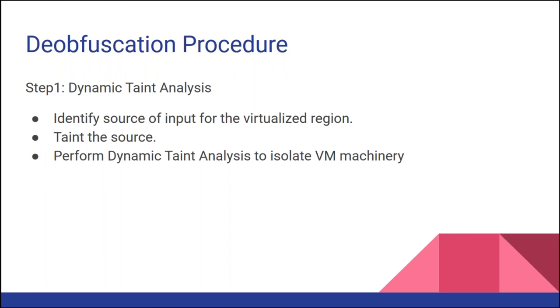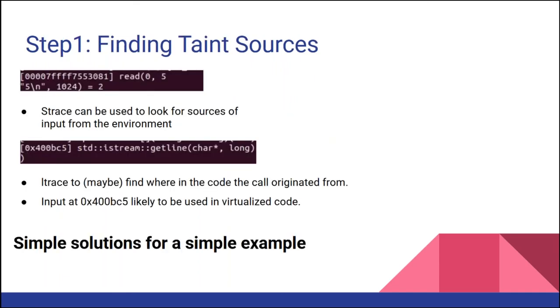The output of this step will be an instruction trace of the VM execution. By doing this, what we have managed to do is to isolate the instructions, to some degree of accuracy, that define the execution trace of the virtual machine.